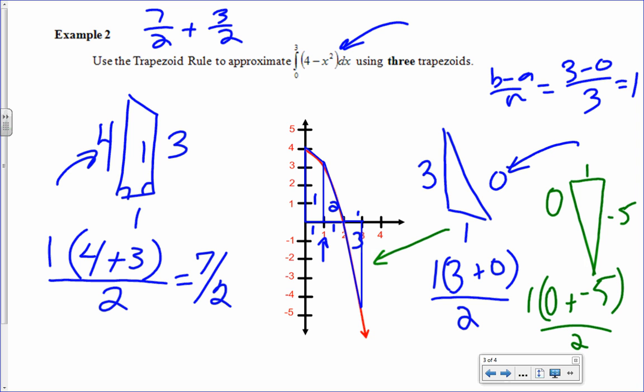Again, the divide by 2 is from the formula, right? 1/2 base 1 plus base 2 times height. So it's -5/2. Otherwise, it comes out to be 10 minus 5 is 5/2, which is 2.5. What was the actual answer? 3. So pretty good.